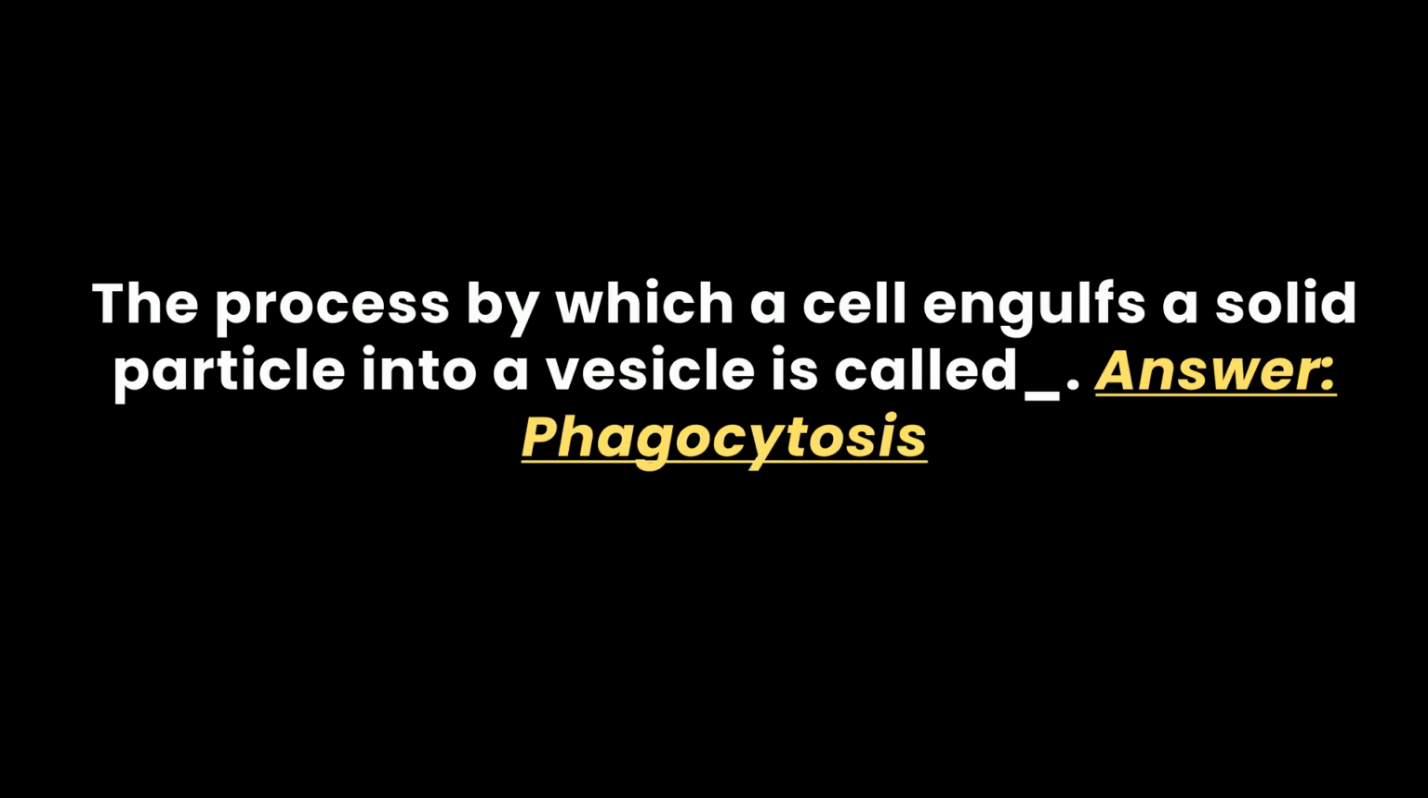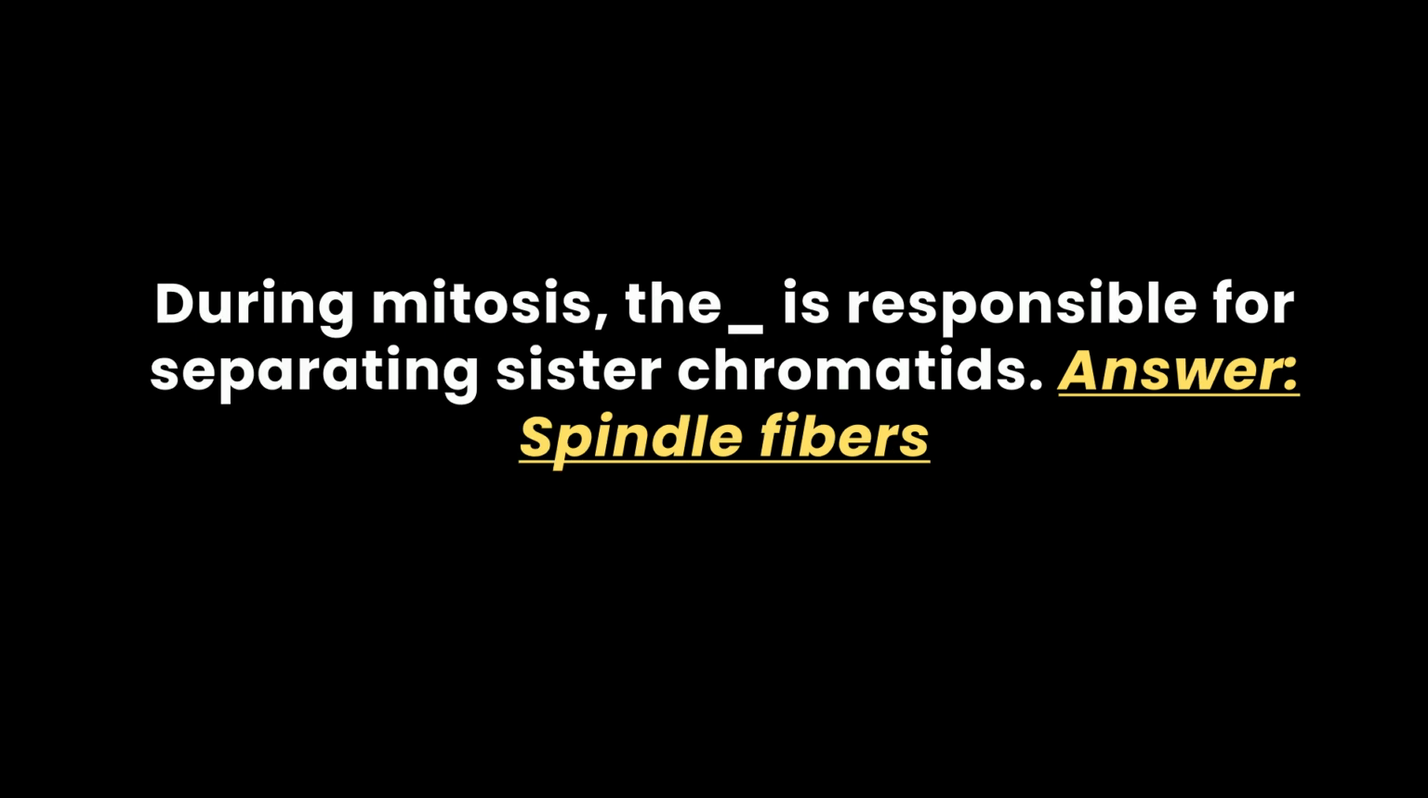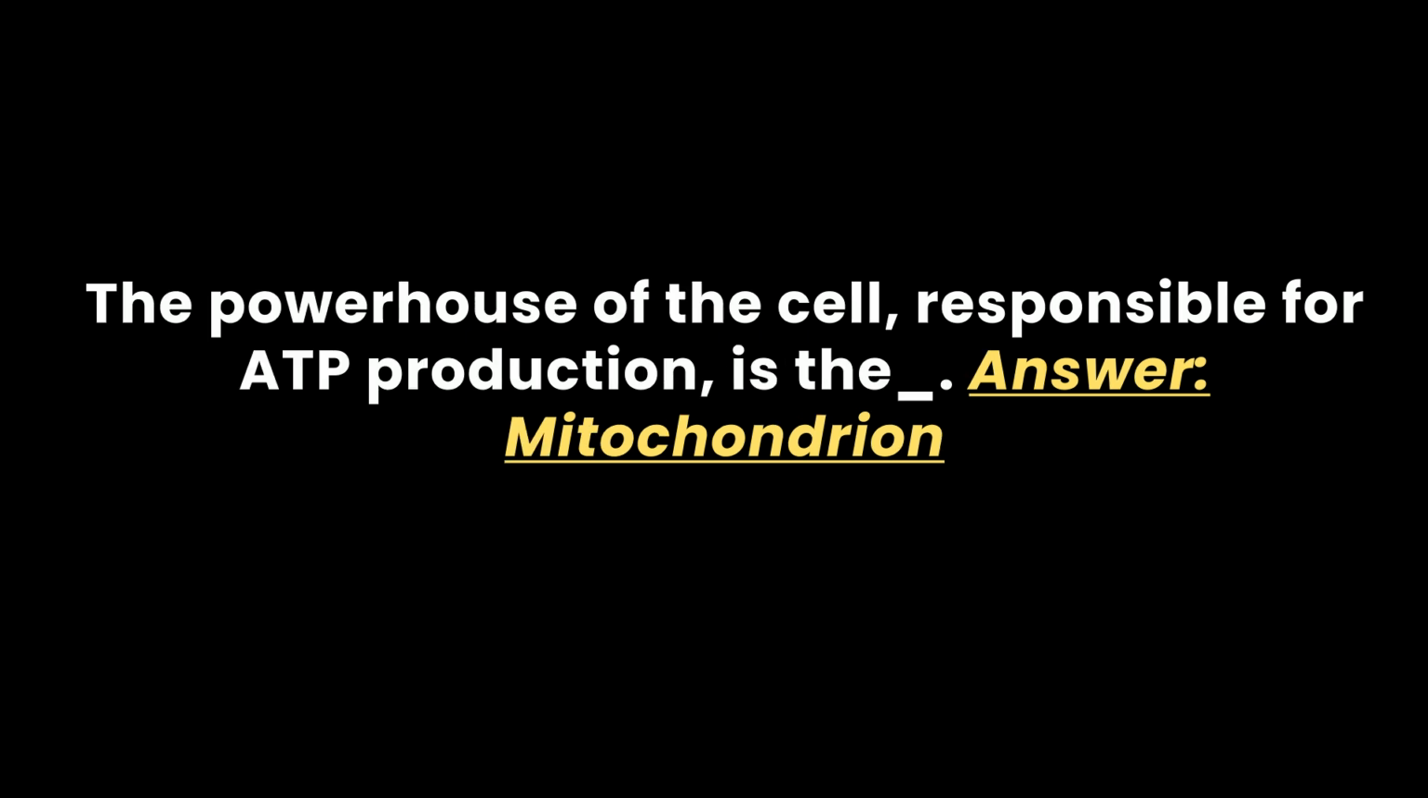Answer: spindle fibers. The powerhouse of the cell, responsible for ATP production, is the blank. Answer: mitochondrion. Blank is the process by which cells self-destruct when they are damaged or no longer needed. Answer: apoptosis. Matching questions. Match the cell structure to its function.